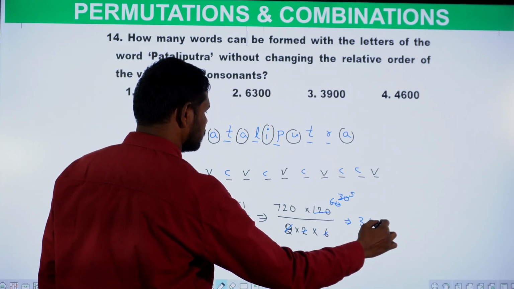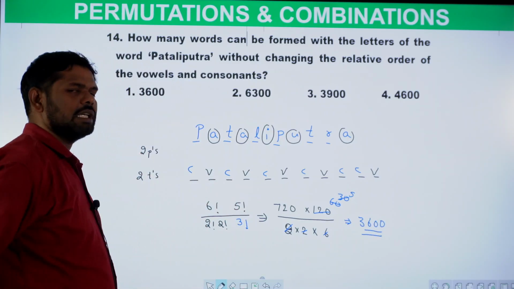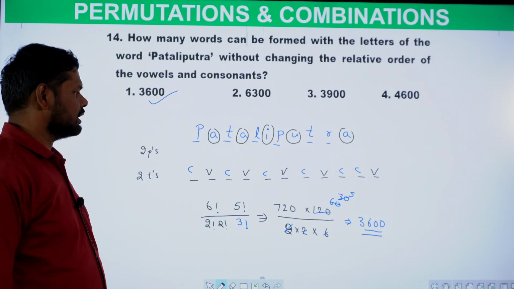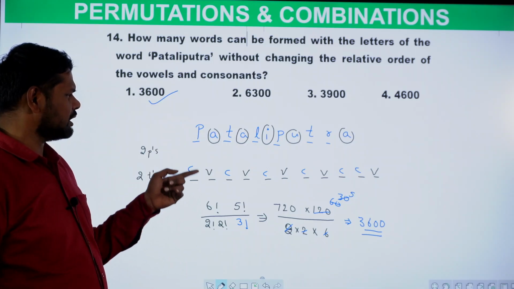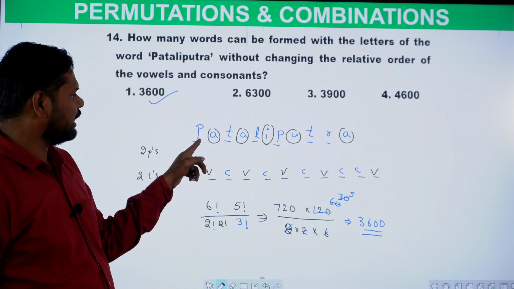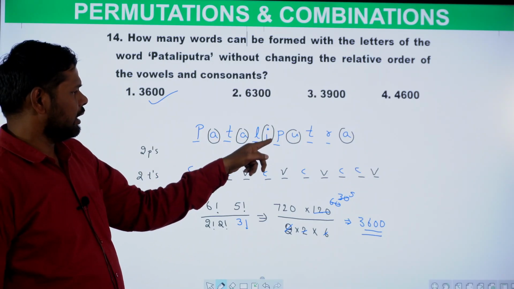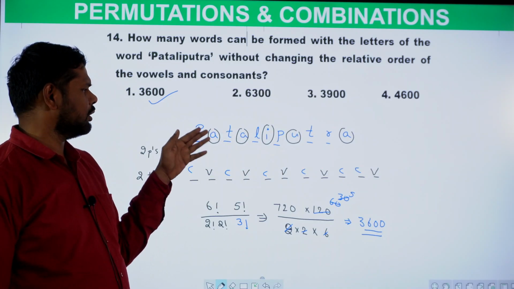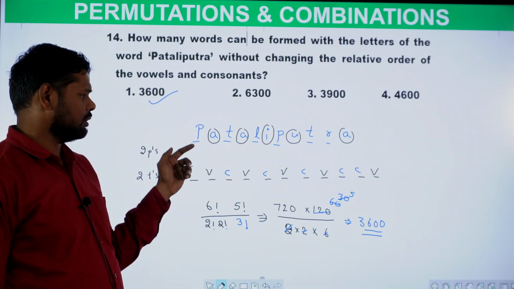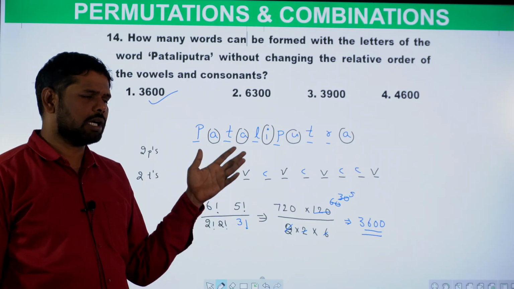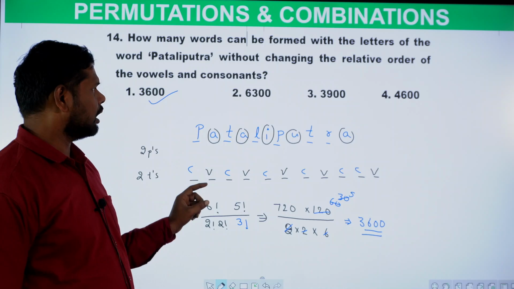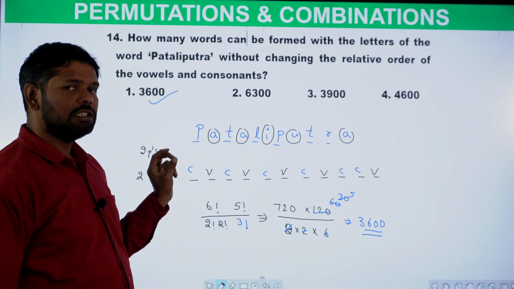720 into 5, so the value is 3600. That is the answer. So the total number of words that can be formed is 3600. Consonant positions are always the same and vowel positions are also the same, but instead of A here, we can have I, A, U, A, or U, A, I, A. So different words are possible. The total number of words under that condition is 3600. Consonants and vowels remain unchanged in their relative order.